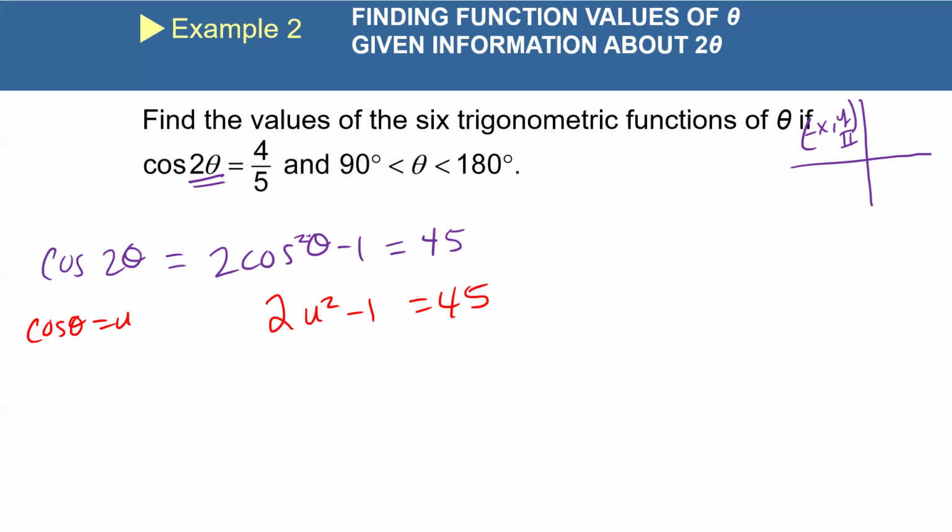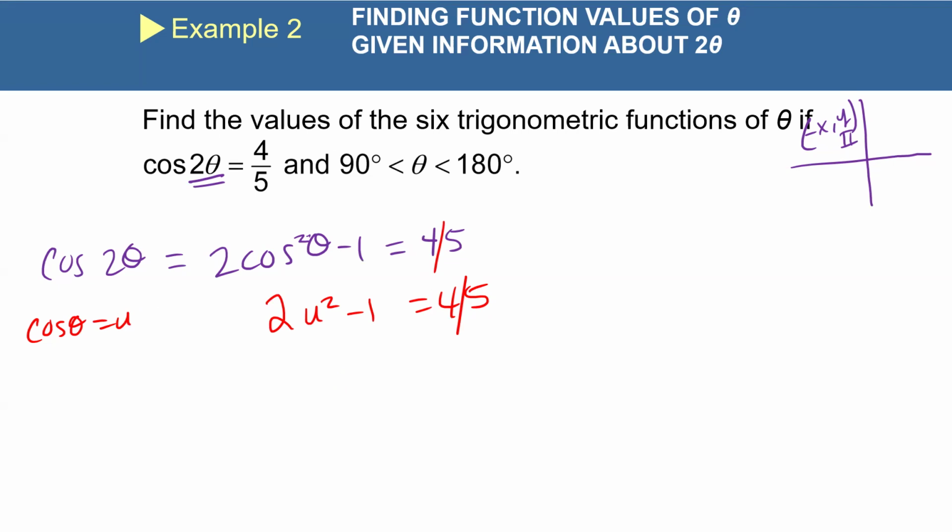4/5. So we're substituting theta with u. So we're substituting cosine theta with u. Can we solve that?